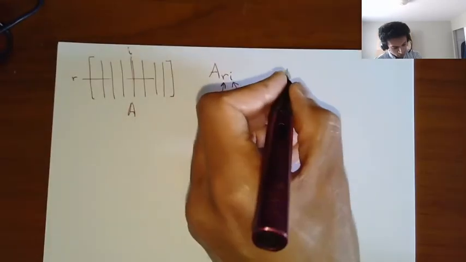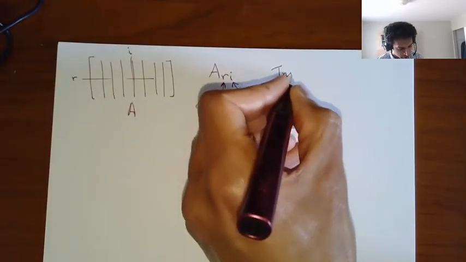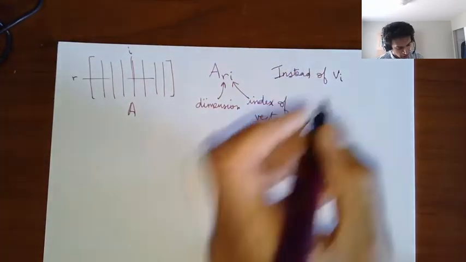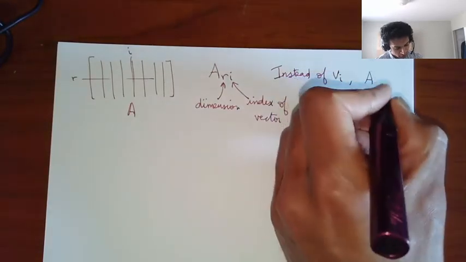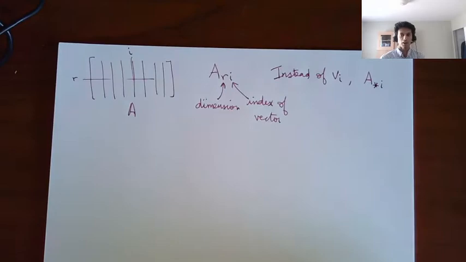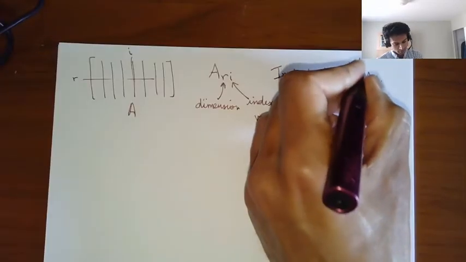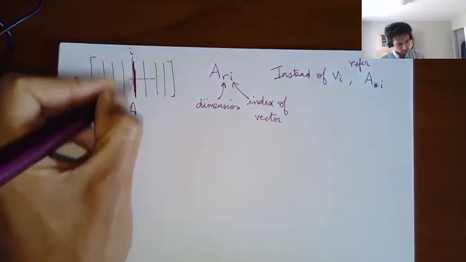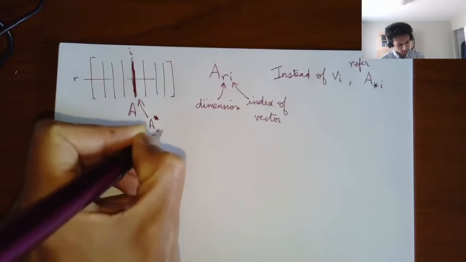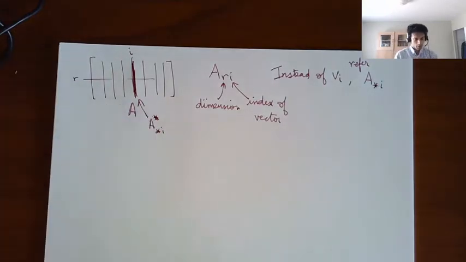So instead of v_i, let me refer to this vector as A_*i, where star just means it goes over all possibilities. So A_*i is this vector here. I'm introducing this notation, and I'm going to come back to it shortly.